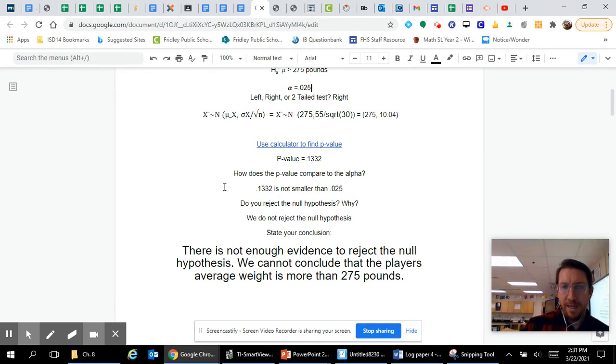Remember, extraordinary claims require extraordinary evidence. So if the p-value is less than the alpha, then we do reject the null hypothesis. Our conclusion is there's not enough evidence to reject the null hypothesis. We cannot conclude that the players' average bench press is more than 275 pounds.